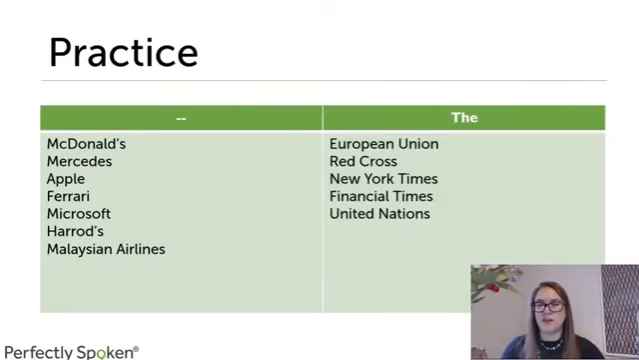Okay, and for the final time, let's check our answers. So, no article before McDonald's, Mercedes, Apple, Ferrari, Microsoft, Harrods, and Malaysian Airlines. But we need an article in front of the European Union, the Red Cross, the New York Times, the Financial Times, and the United Nations. These are either newspapers or organisations, and therefore they require an article.